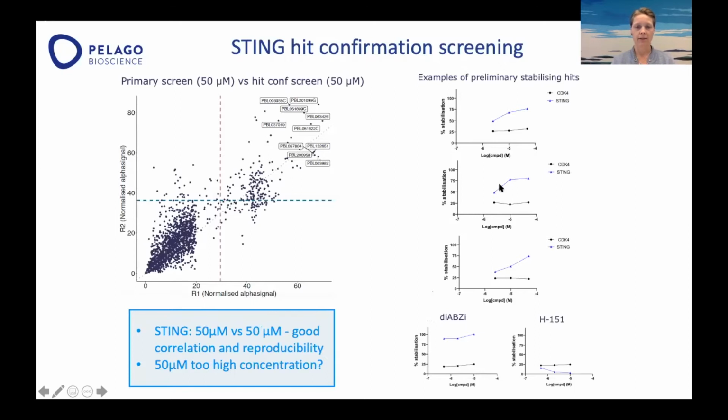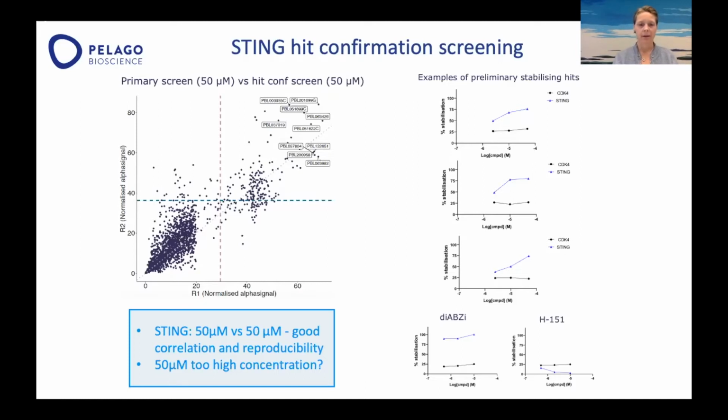On STING then, the same plot, the correlation plot from the primary screen versus the hit confirmation screen. We also see a very good correlation. Here are the stabilizing hits, and here are all the destabilizers that we confirm at 50 micromolar. But again, I said that we saw that 50 micromolar might have been a bit too high, but we did confirm many of the hits at 10 and 2.5 micromolar.